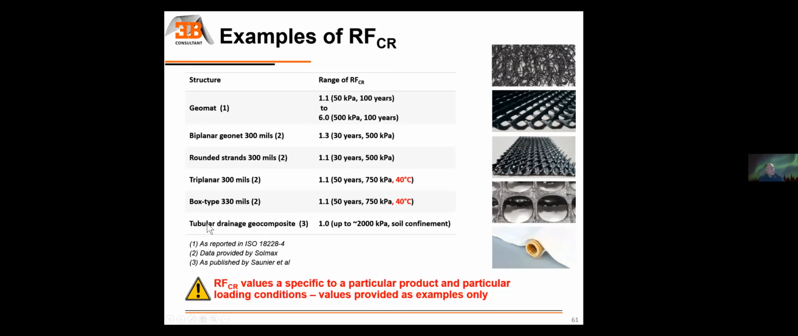And there is one product I want to mention. It's a tubular drainage composite. So in that case, we have a pipe, basically a pipe, that is illustrated here. And a pipe, when it's completely confined between two layers of soil, is not going to creep at all. So that's an interesting structure with respect to the creep behavior.